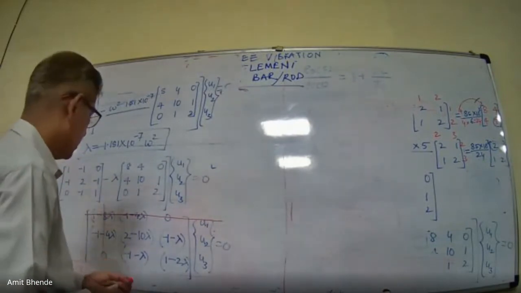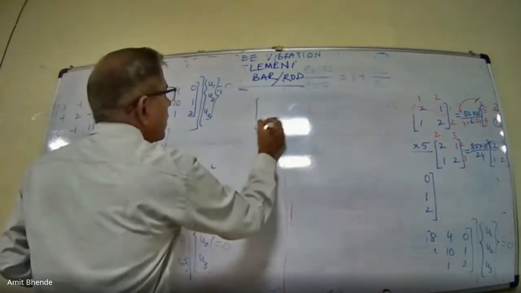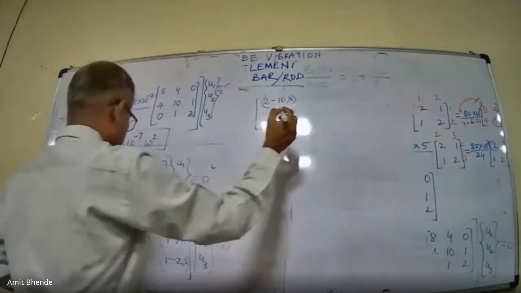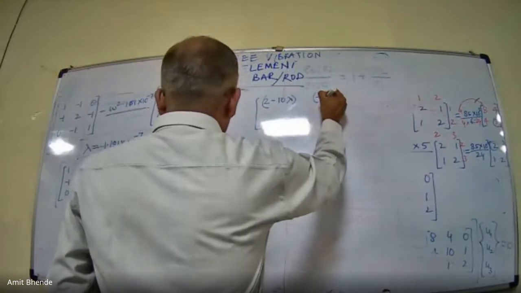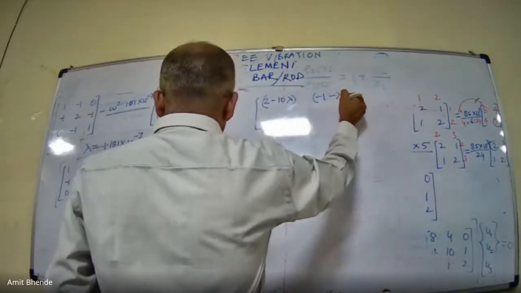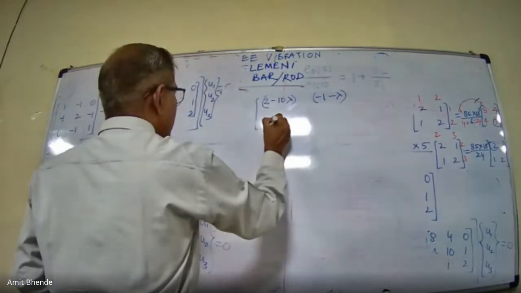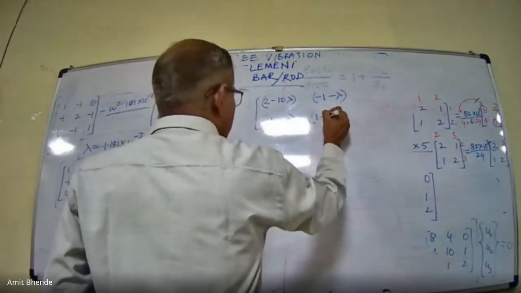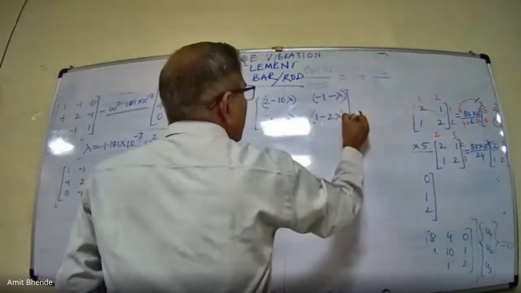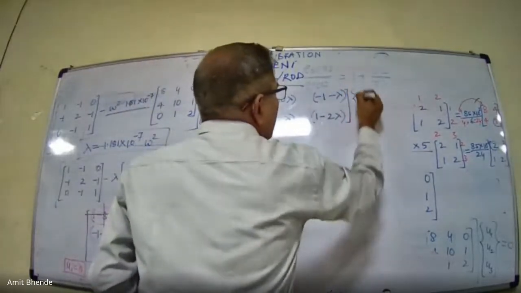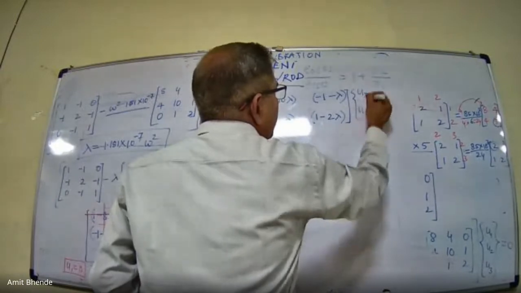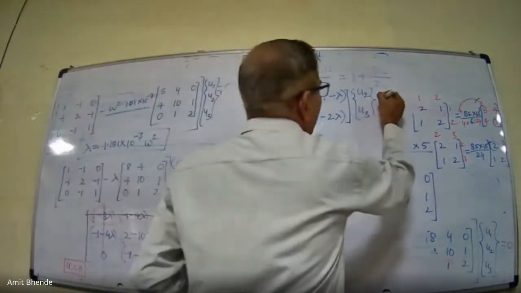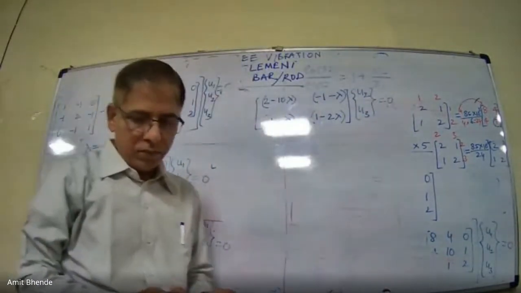Now what is remaining over here? It is the matrix [2 minus 10 lambda, minus 1 minus lambda; minus 1 minus lambda, 1 minus 2 lambda] into u2 and u3. u1 is cancelled, so what remains is u2 and u3, that is equal to 0. Okay.